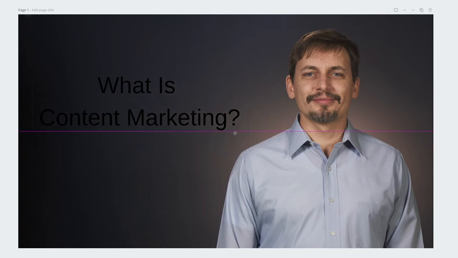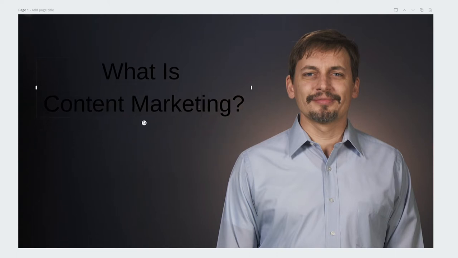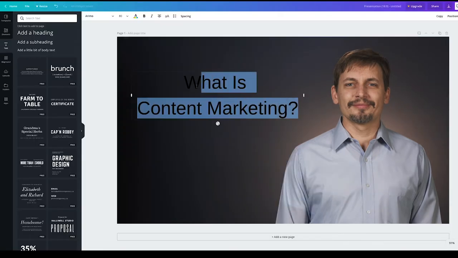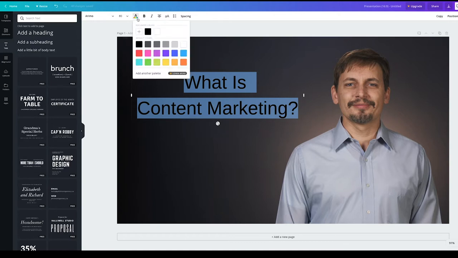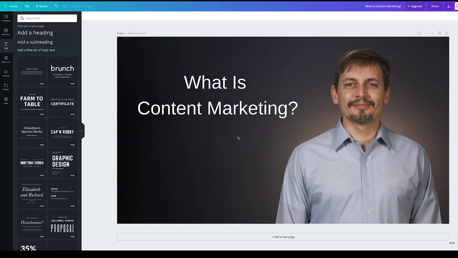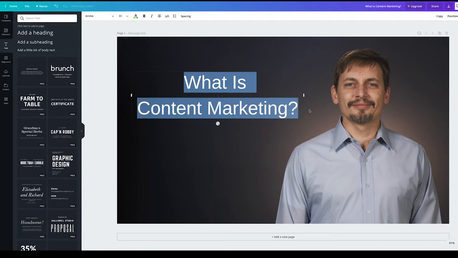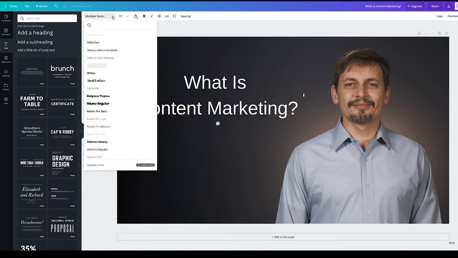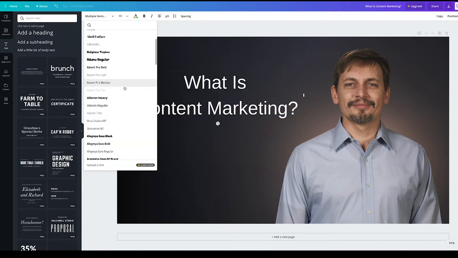Now you can see I need a different color. So what I'll do is click and select everything by dragging, or on a Mac you can click Command A, or on a PC you can click Control A, and it'll select everything. And then you can go up here and choose your color. I'm going to choose white because it pops off my background. You can choose whatever works best for your image. I still want this to be a little bit bigger.